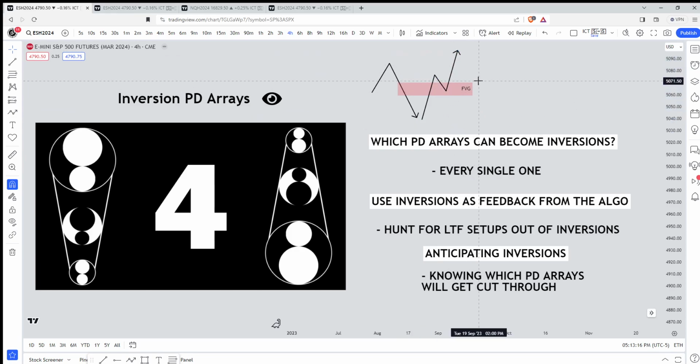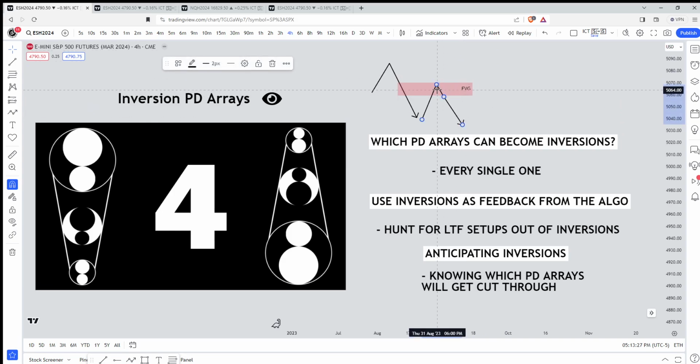So inversion PD arrays is when the normal function of a PD array gets inversed. It's that simple. So if a bearish fair value gap usually gets retested as resistance and trades lower, it does the opposite of that. It breaks above it, retests it as support, and trades higher. Now, how the heck do you know if that's going to happen? That's what this video is about. I'm going to go over anticipating inversions before they even are inversions.